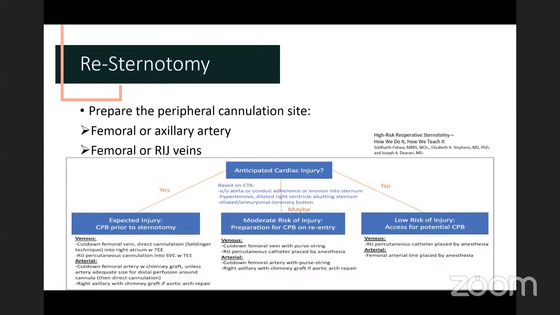If you have a low risk for injury, then you can put your arterial line, the one usually placed by anesthesia, into the femoral, and put your venous line in the right internal jugular vein, so it can be easily accessible if needed during your re-entry. So if high risk, cannulate and go on bypass before opening the chest. If moderate risk, then prepare for cardiopulmonary bypass. If low risk, then you just make it easily accessible in case you need it.